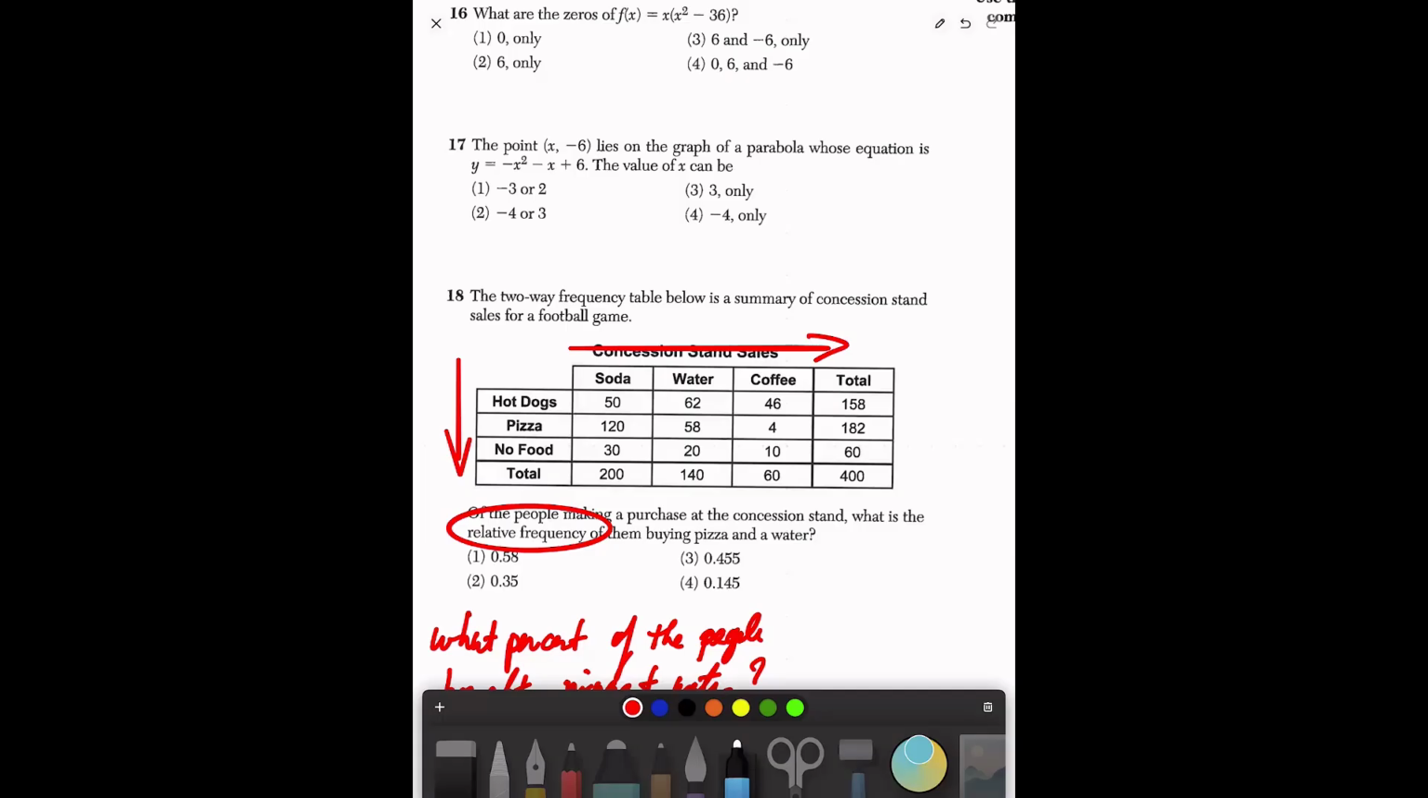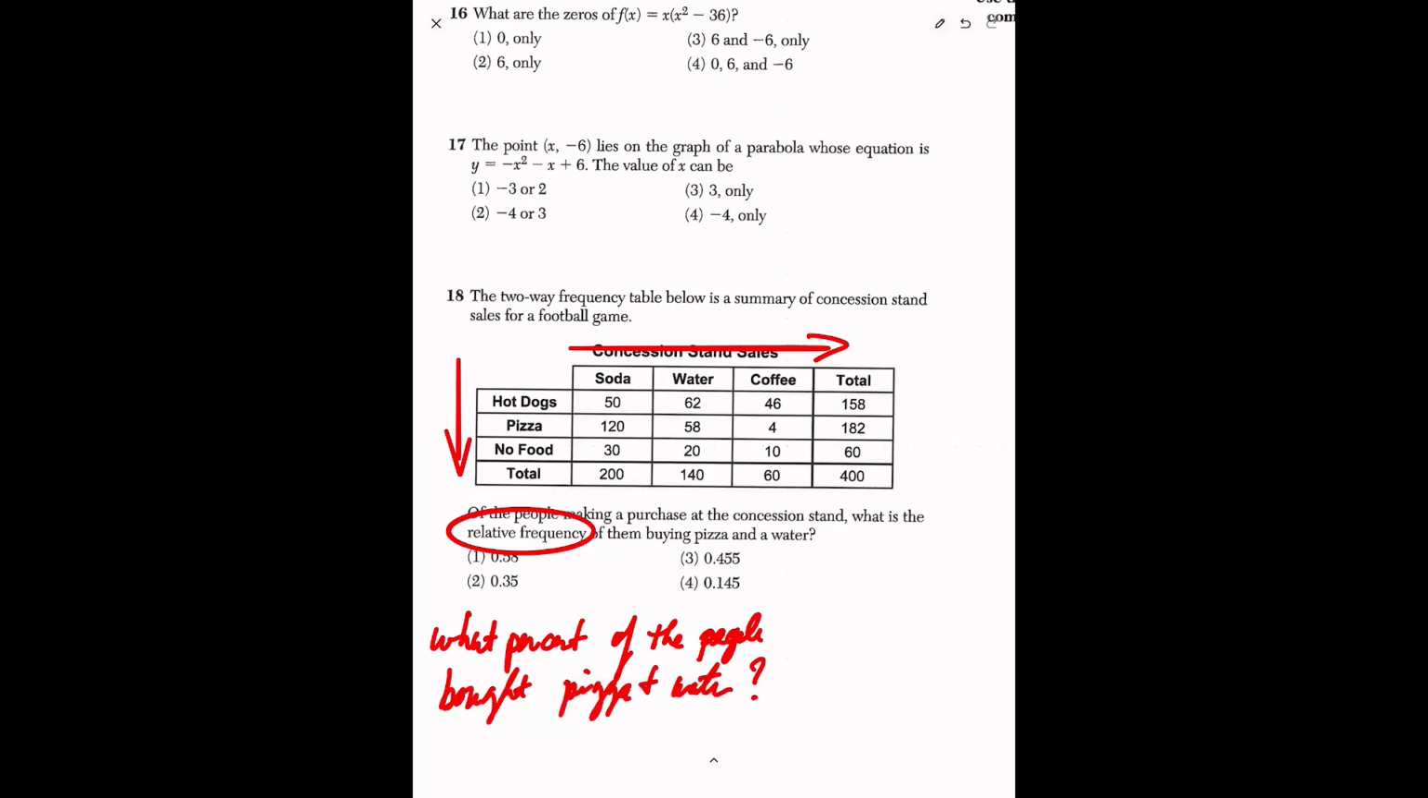So let me kind of explain. Let me read the question. It says, of the people making a purchase at the concession stand, what is the relative frequency? Keyword, relative frequency of them buying pizza and water. Now, normally the way this would work is it would say something like this. It would say, what percent of the people bought pizza and water? That's what they normally would say. It would be a what percent of the people who purchased things bought pizza and water.